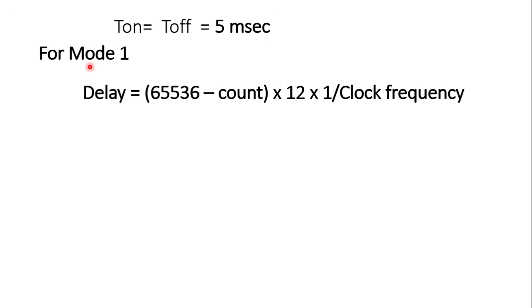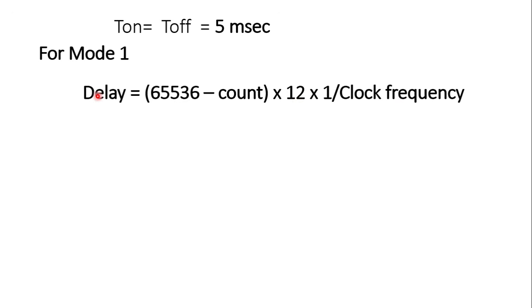We know that for timer, if it is operated in mode 1, delay can be given by a formula which is delay equals to 65,536 minus count into 12 into 1 divided by clock frequency. This part, that is 12 into 1 divided by clock frequency, is written because timer does not take clock directly from the crystal. It first divides the clock by 12.